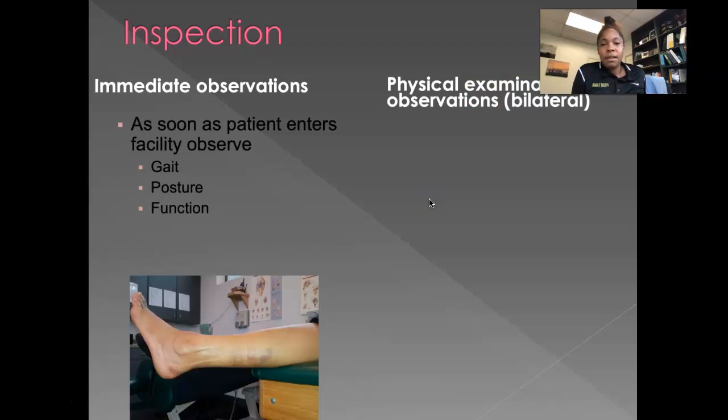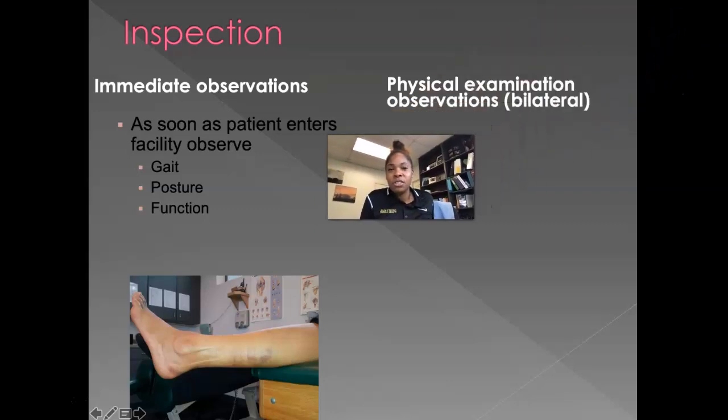And by immediate observations, I've already alluded to this: right when the patient walks into our clinic, we want to assess them. We want to look at their gait. We want to look at how they're posturing. We want to look at how functional they are when they think we're not watching, right? It's the best way. It's a true gauge of figuring out what's going on with our patients, right, you guys?